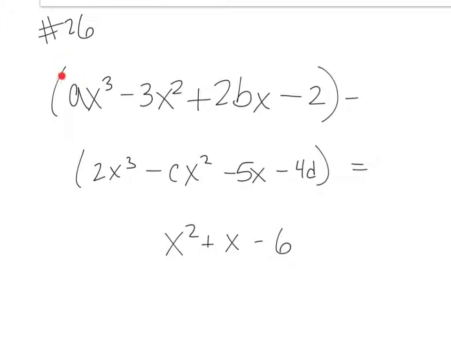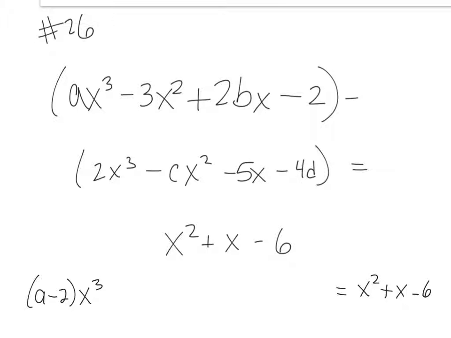Think about this. In your mind, replace this with a 7. You would do 7x cubed minus 2x cubed. You would do 7 minus 2. So you're really doing A minus 2. So when I'm rewriting this down here, it's going to be A minus 2 x cubed. And yes, I'll have an equals at the end, and it'll equal this whole thing again.